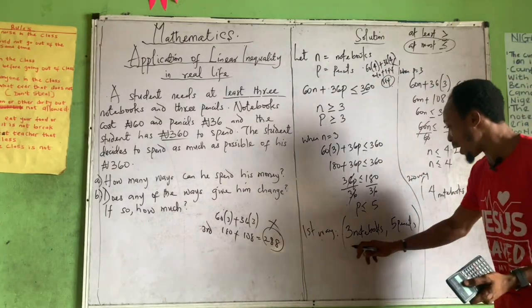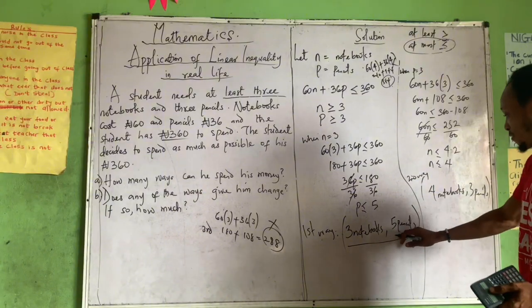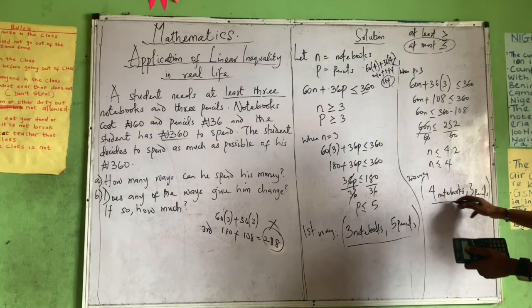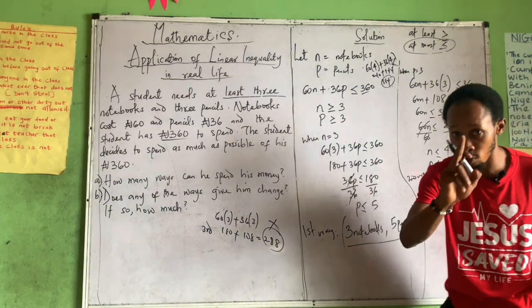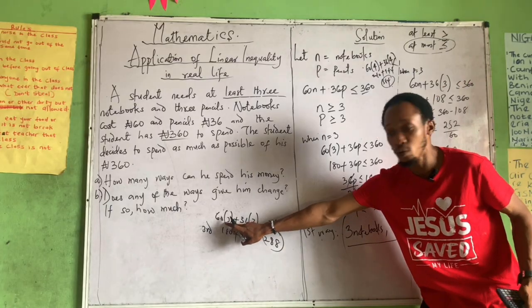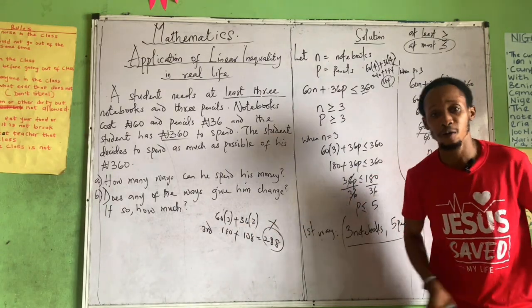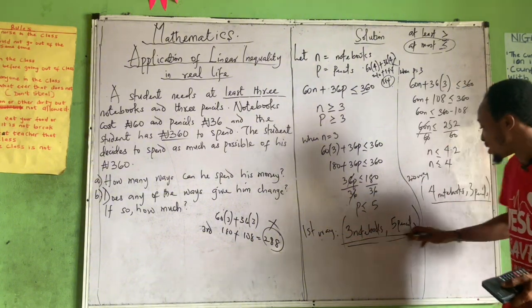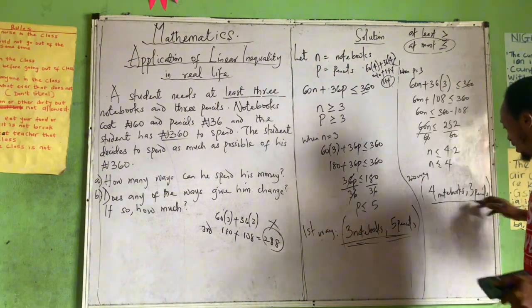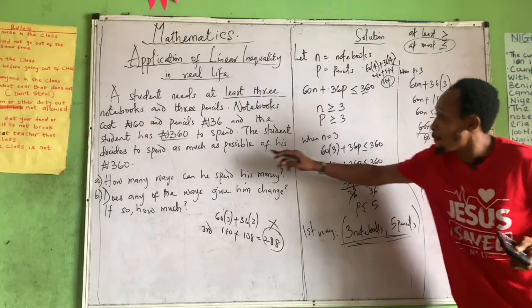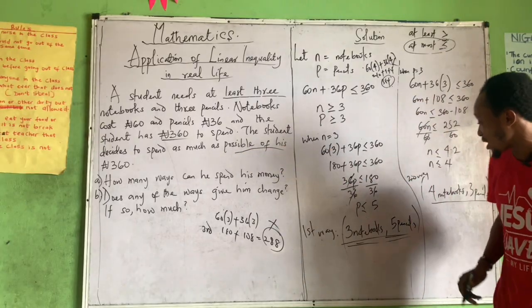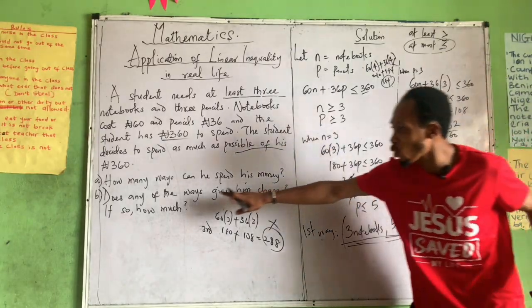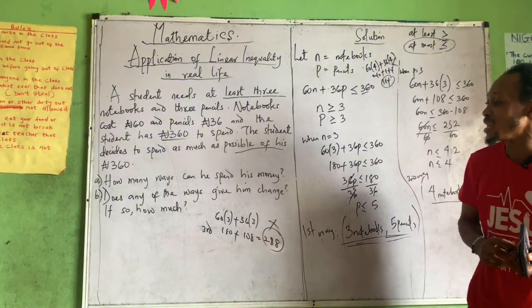Now what he can buy is 3 notebooks and 5 pencils. He can also buy 4 notebooks and 3 pencils. He can also buy 3 notebooks and 3 pencils, but this is far from the money he has, so he has much more and can still buy more. So in fact, this and this are the only 2 ways he can spend as much as possible of his 360.